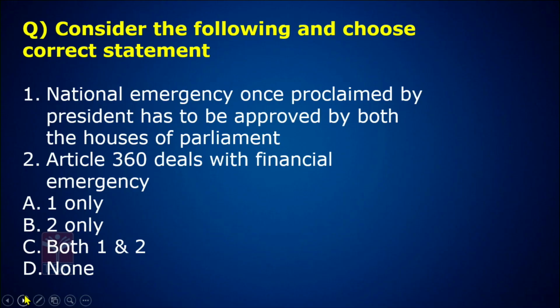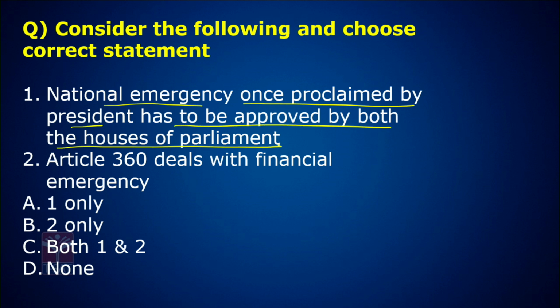So this is your first question. Consider the following and choose the correct statement. National emergency, once proclaimed by the President, has to be approved by both the houses of the Parliament. Article 360 deals with financial emergency. Very easy question. Try to guess the answer.